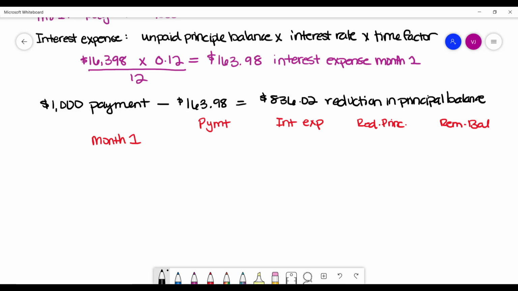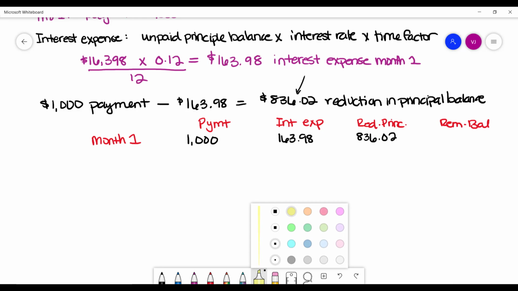The first payment, remember, is $1,000 each and every month. The portion of that $1,000 that is interest is $163.98, and then that means that the portion that we will get to pay off on our loan is $836.02. So of that $1,000, the bank is only going to take $836 of that and reduce what we owe. So you can think of that as follows.